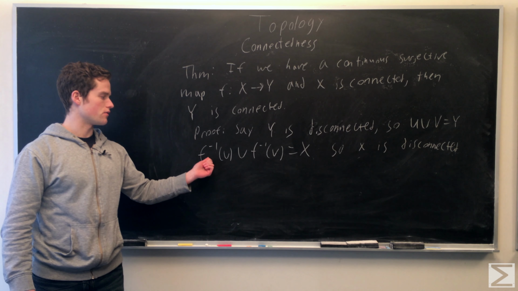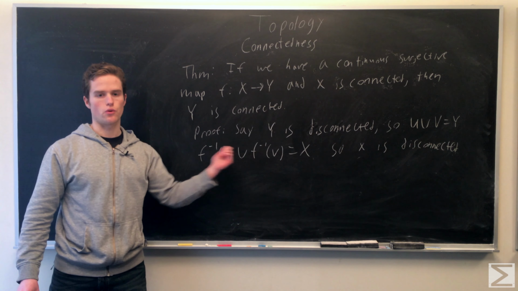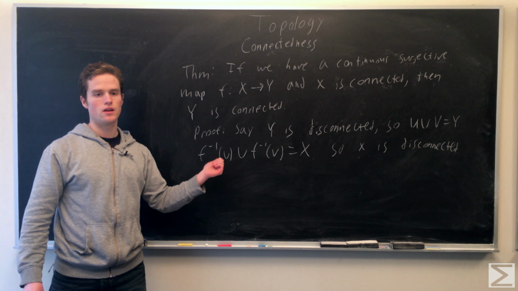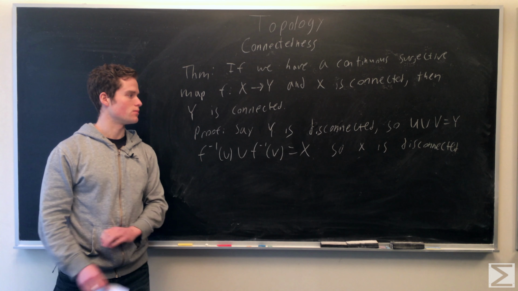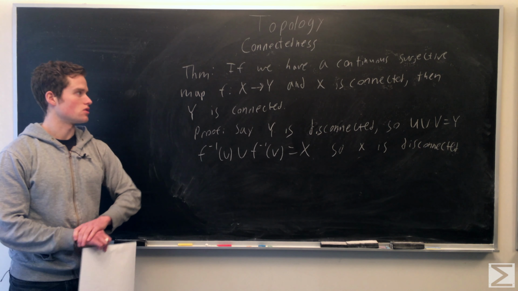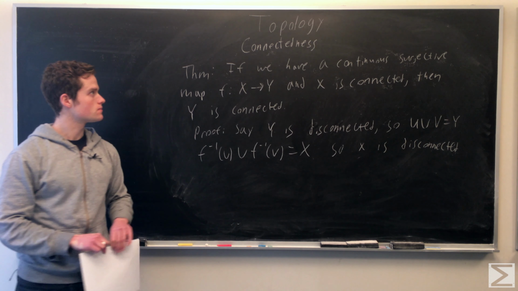So F inverse U union F inverse V equals X, and these are both open sets which satisfy the properties for X to be disconnected. So in this case, X must be disconnected. And so if X is connected, Y cannot be disconnected, so Y must be connected.